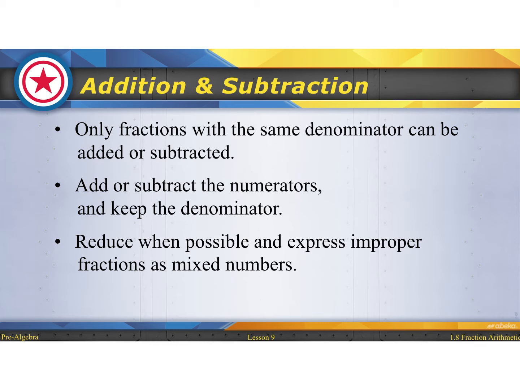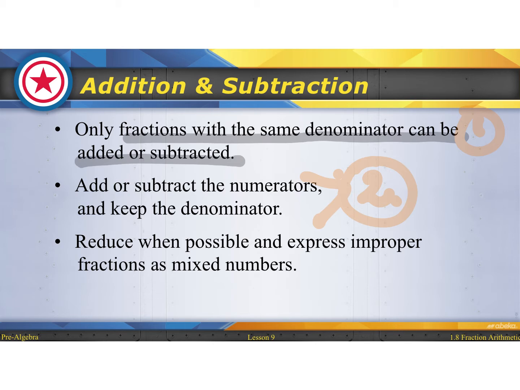Only fractions with the same denominator can be added or subtracted, okay? So always remember, anytime you are adding or subtracting fractions, you always have to have a common denominator. That is not the case for multiplying and dividing, okay? So add or subtract the numerators and then keep the denominator. First you have to find a common denominator if they don't have one, and then you add or subtract, and then you reduce when possible and express improper fractions as mixed fractions, okay?